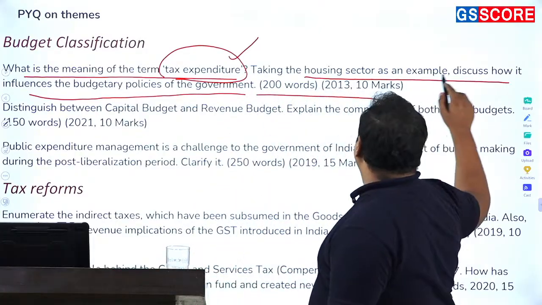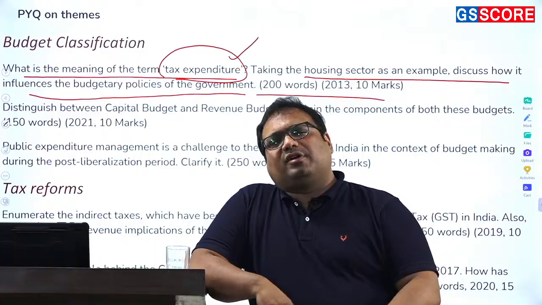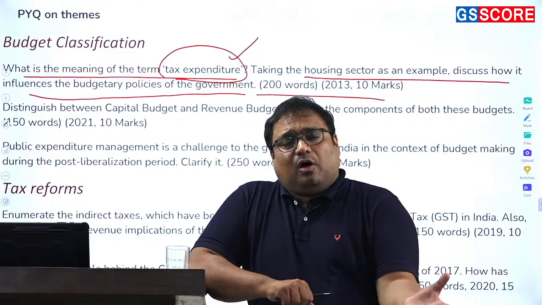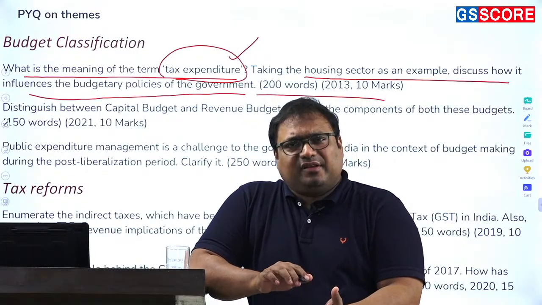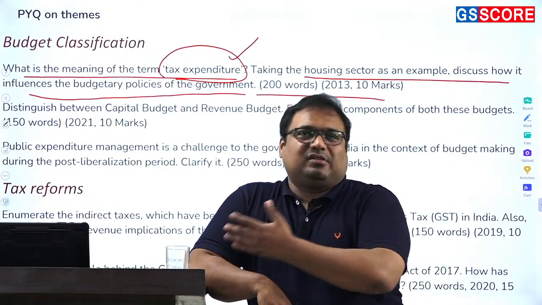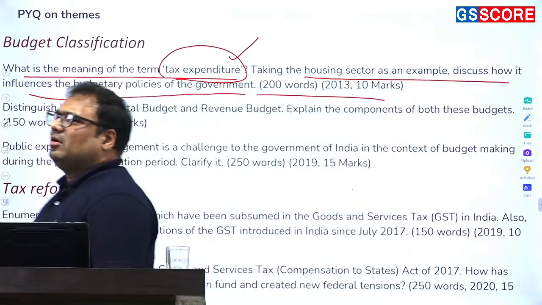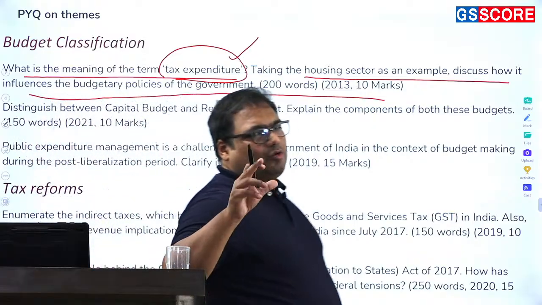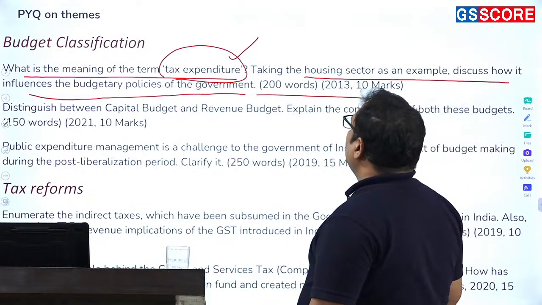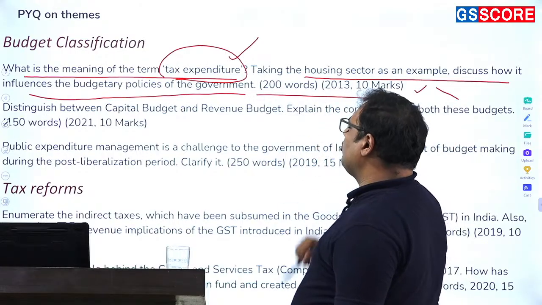So for people who are taking a home loan, for example, government gives certain tax incentives. In that context, this question was asked in 2013. So how does this affect? It will create more demand for housing. So even this is your applied question based on the budgetary classification. Tax expenditure, by the way, is not in the budget, but it is still part of the budgetary classification. This is one of your previous year questions related to budgetary classification.